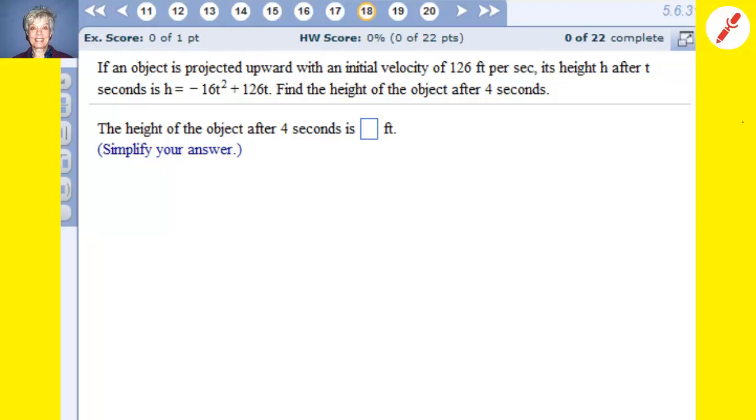Now this problem can sound really scary, especially if you don't have any kind of technical background. But all you really need to know is that this equation tells you how high the object is after a certain amount of time. And for time, you always put that number in for the t. So when we're talking about 4 seconds, that means you're going to take 4 and substitute it for the 2 t's. So we'll have h equals negative 16 times 4 squared plus 126 times 4. That's all there is to it.